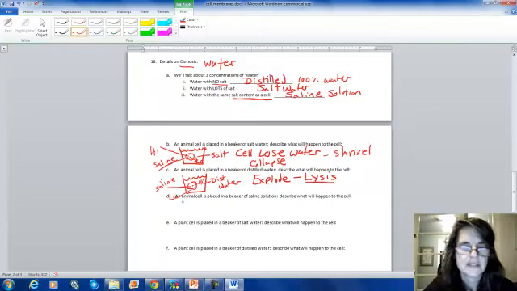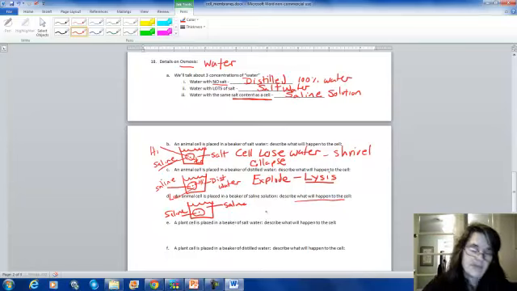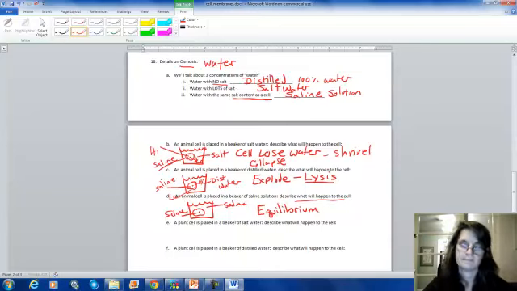Now, what if we placed an animal cell in a cup that just had saline in it? Okay, so here's our animal cell, which also has saline in it. And what would happen to the cell? The answer is nothing. Why? Because the inside and outside of the cell are in equilibrium.